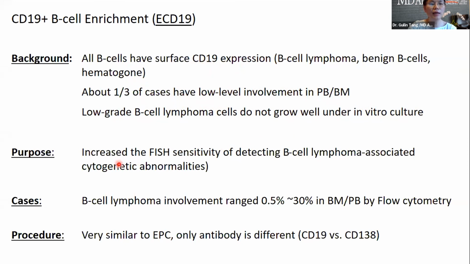The purpose is to increase the FISH sensitivity, the same as we do with plasma cell enrichment. For plasma cells, the minimal cutoff we use is 0.05%. But for lymphoma, we use 0.5% to 30% as a cutoff. We found that in the bone marrow we can have many benign B cells and hematogones, so if the CD19 fraction is too low, they pull out lots of non-specific or benign B cells. So we use a higher percentage of neoplastic B cells.